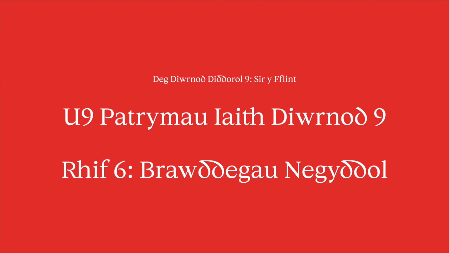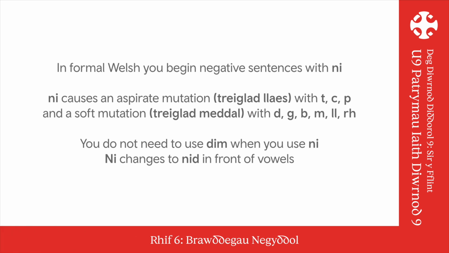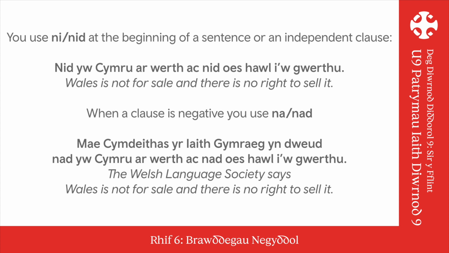Brawddegau negyddol. Negative sentences. In formal Welsh, you begin negative sentences with ni. Ni causes an aspirate mutation, treiglad llais, with t, c, p, and a soft mutation, treiglad meddal, with d, g, b, m, ll, r. You do not need to use dim when you use ni. Ni changes to nid in front of vowels. You use ni or nid at the beginning of a sentence or an independent clause. Nid yw Cymru ar werth ac nid oes hawl i'w gwerthu.